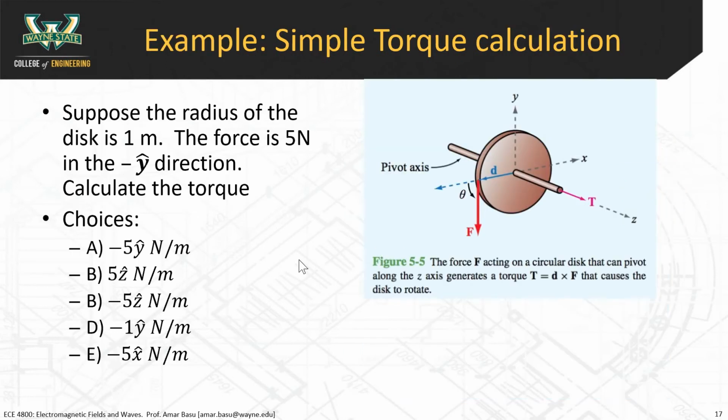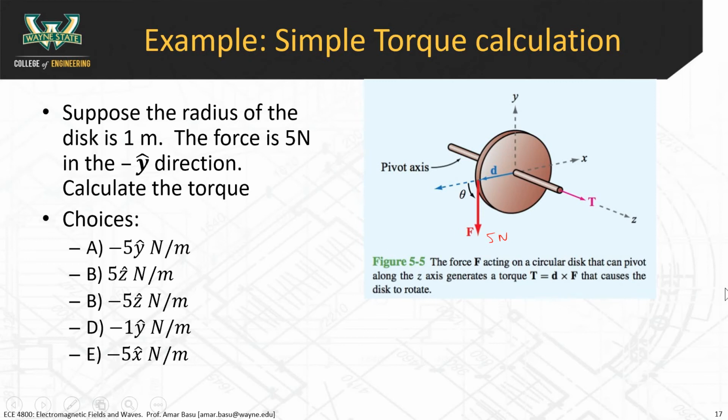So let's do an example, a simple torque calculation. The radius of the disk is 1 meter. The force is 5 newtons in the negative y direction. Okay, so this is the same diagram as we saw before. So this force here is 5 newtons. Okay, and you can see that this is in the negative y direction. Y is pointing up. The distance here is 1 meter.